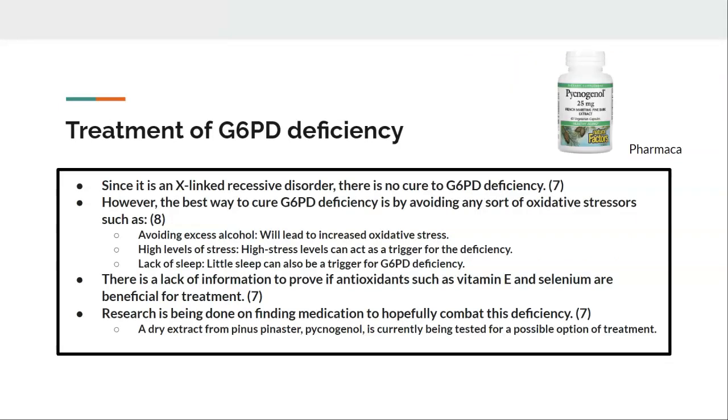Now, as for treatment of G6PD deficiency, sadly, it is an X-linked recessive disorder, so there is no cure. However, the best way to manage G6PD deficiency is by avoiding any sort of oxidative stressors. These can include excess alcohol, high levels of stress, and lack of sleep. All of these can trigger the deficiency and can lead to oxidative stress. There's also a lack of information to prove whether antioxidants such as vitamin E and selenium are beneficial for treatment. However, research is being done on finding medication to hopefully combat this deficiency.